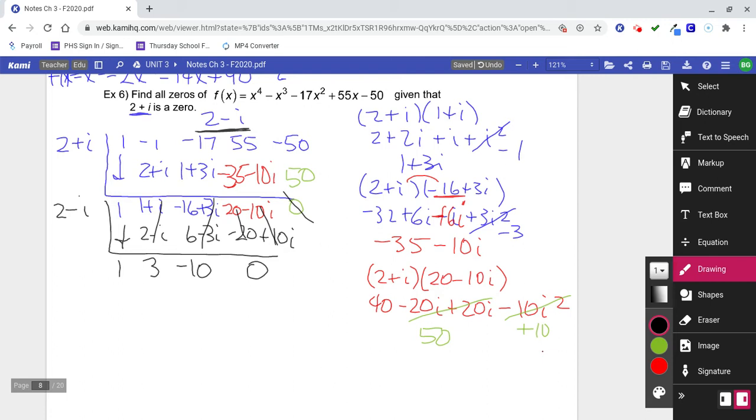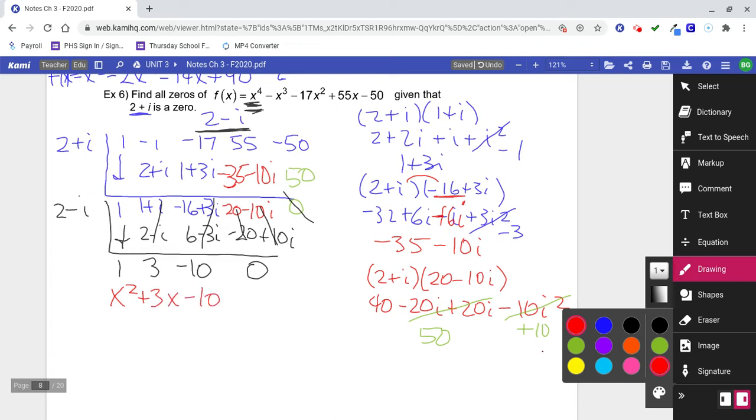Also, what I've done is I've broken down. The first time I divided, I got down to x to the third. And the second time I divided, I got down to x squared. And so what I'm looking at right now is 1x squared plus 3x minus 10, which you should probably know how to factor from Algebra 1 class. Two numbers that multiply to negative 10 and add up to 3. What are they, 5 and negative 2?